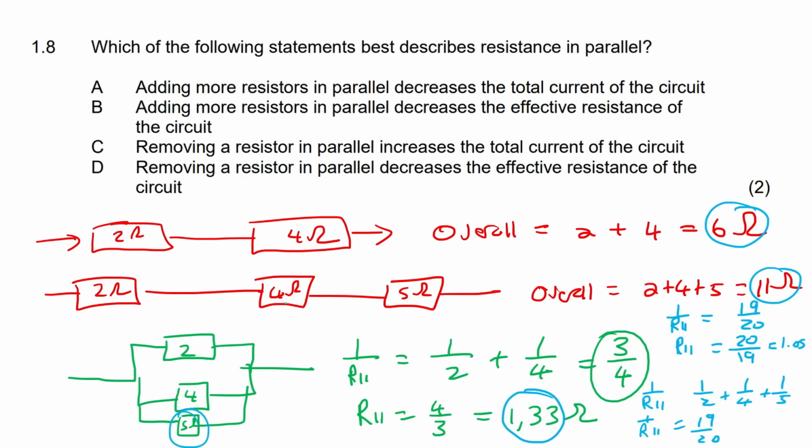And if you just had to keep adding more resistors in parallel, the overall resistance actually becomes less because you're making more pathways available for the electrons, just like we're making more pathways available for the people with the doors, and so the overall resistance actually becomes less. So it's this answer. Adding more resistors in parallel decreases the effective resistance of the circuit. That's the same as saying adding more doors at a shop in parallel allows the people to enter and exit the shop more easily.